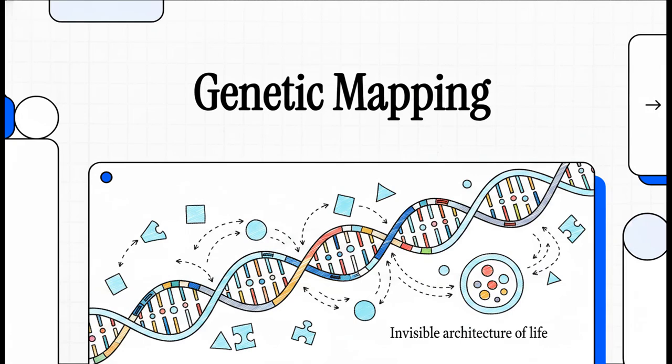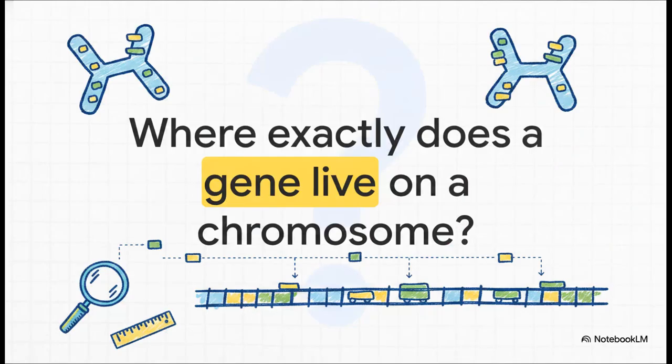Welcome to The Explainer. Today, we're diving into what is honestly the ultimate biological logic puzzle, genetic mapping. We're going to literally decode the invisible architecture of life itself. I mean, really think about it. How do we know exactly where a gene lives on a chromosome?